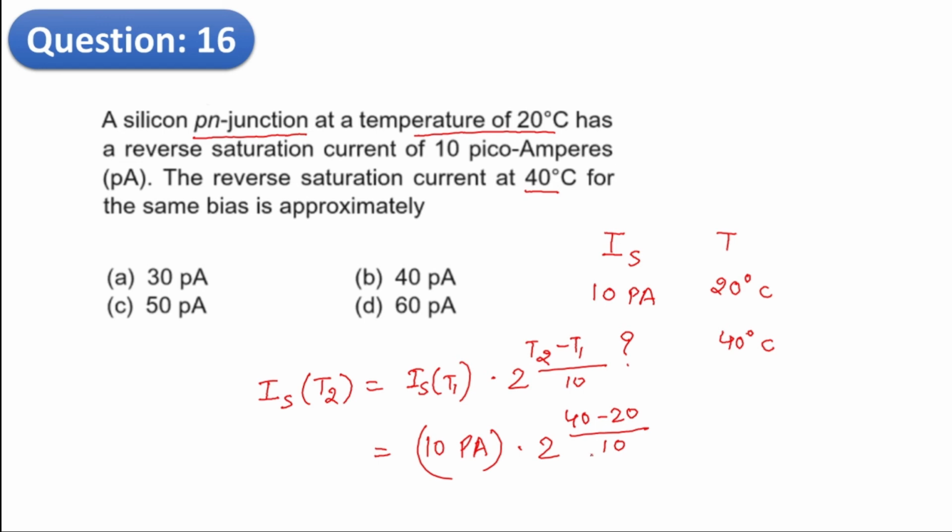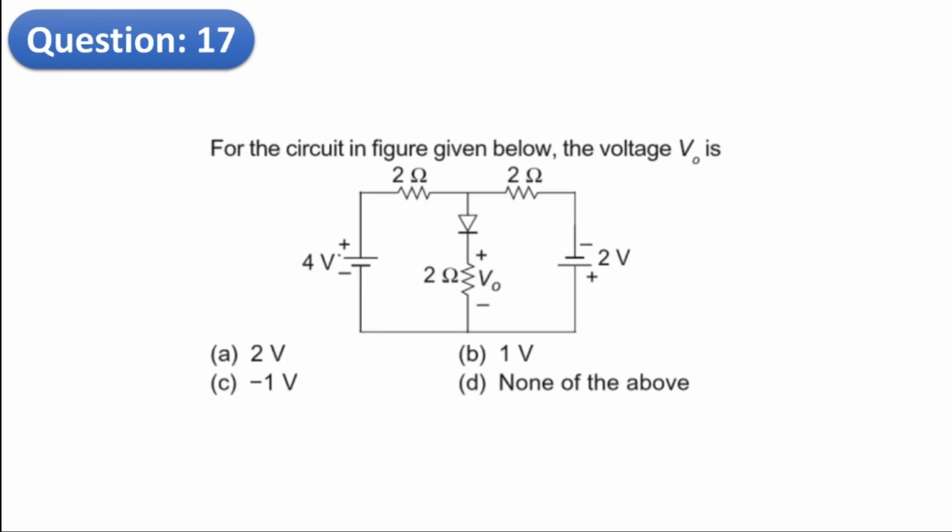Now the next question is, for the circuit in the figure given below, the voltage VO is what? We require the potential at this particular point. For the conduction of this diode we require this voltage. Let this diode be ideal, because there is no knowledge about the type of PN junction diode.